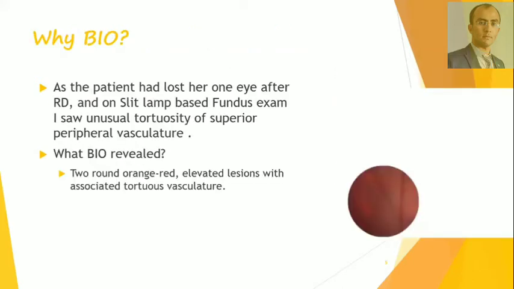So why binocular indirect ophthalmoscopy in this case, despite having a normal view of the fundus in our patient? As this patient was monocular, she had already lost one eye, and during that slit lamp fundus biomicroscopy, I saw an unusual tortuosity of superior vasculature towards the periphery. What it revealed, you can see over here in this video.